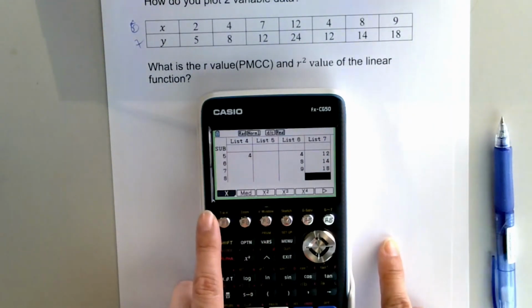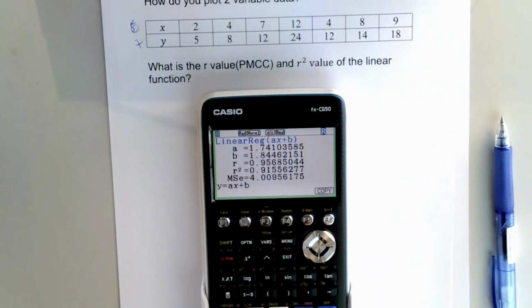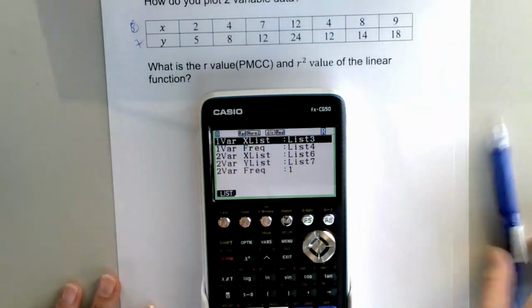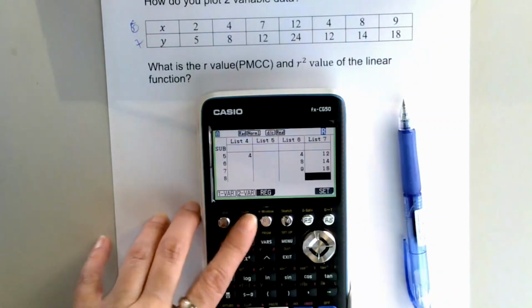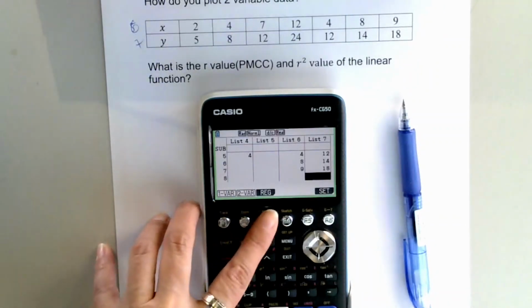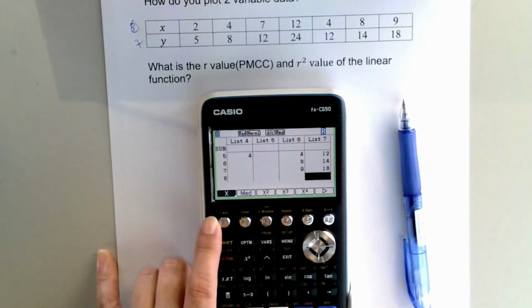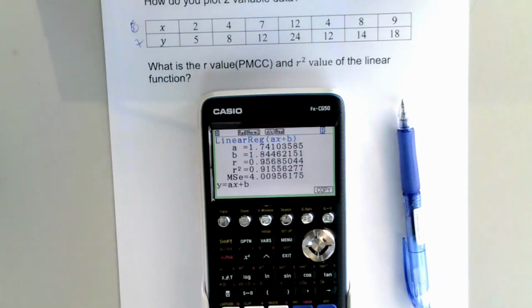All right, so with linear, it's just x. ax plus b, and you got the line there. R value, R square value, this is what we see. Okay, rewind. All right, setting. Make sure that x and y is correct. Then we go to not 1 variable, not 2 variable, it's regression. Linear, x. ax plus b, you got all the values there.